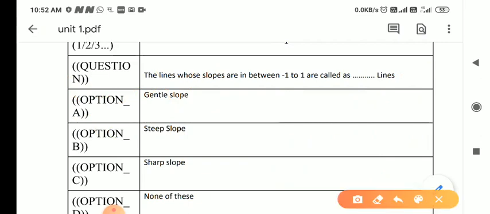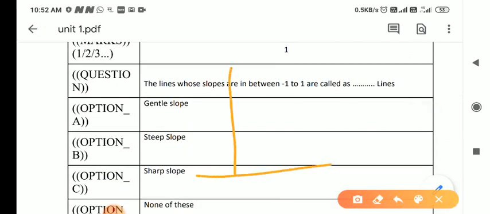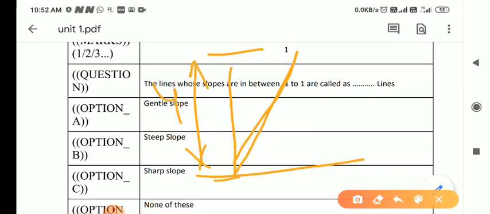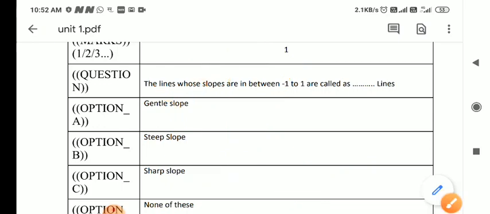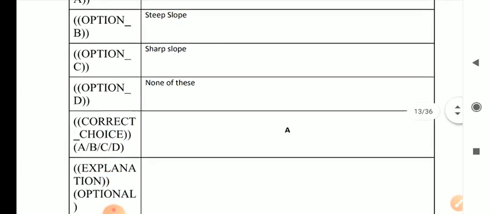So the answer of this is gentle slope. And if you want to see what is called a steep slope, steep slope means the line is making an angle more than 45 degrees like this. In this case the y value is more than the x value, so this is called a steep slope. And gentle slope means the line making an angle less than or equal to 45 degrees. So the answer is gentle slope.